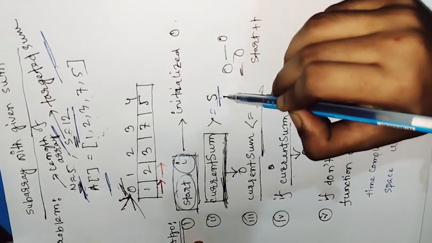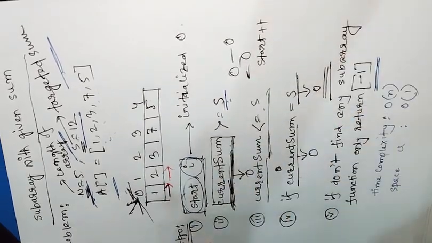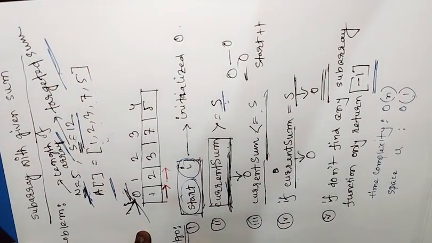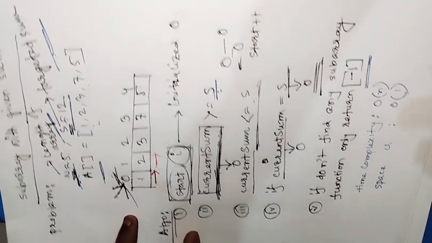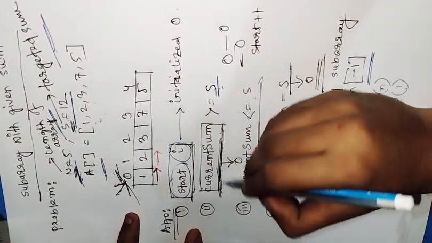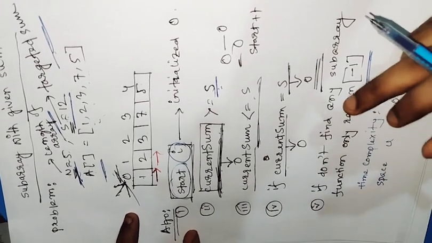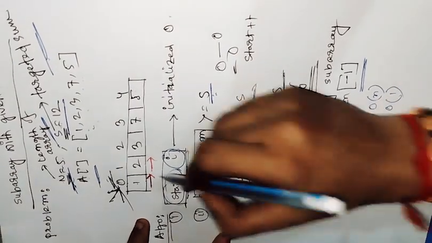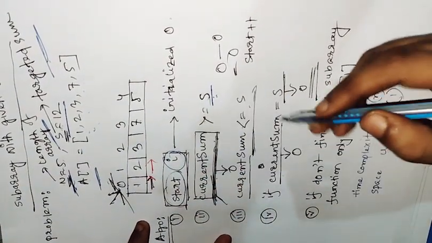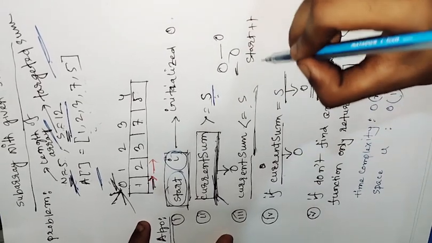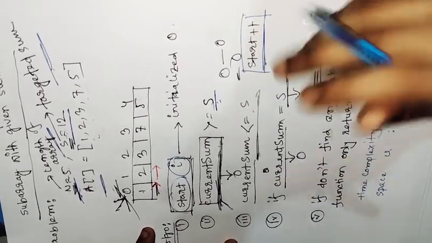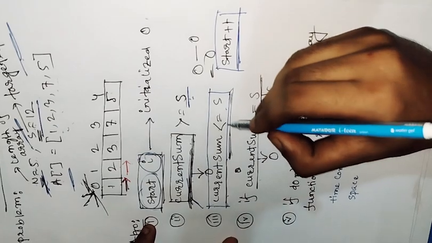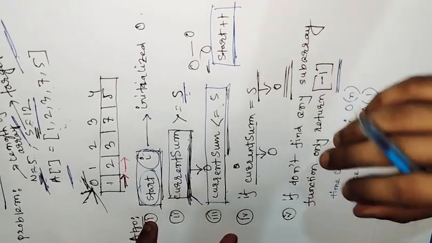That time subtract the value of start index. Start index is 0. Subtract the value of the start index from current sum, and increment the start pointer. Increment the start pointer until the current sum is less than or equal to targeted sum.